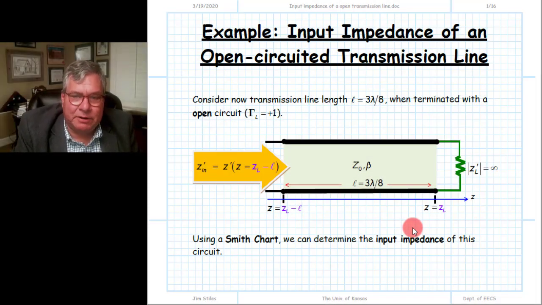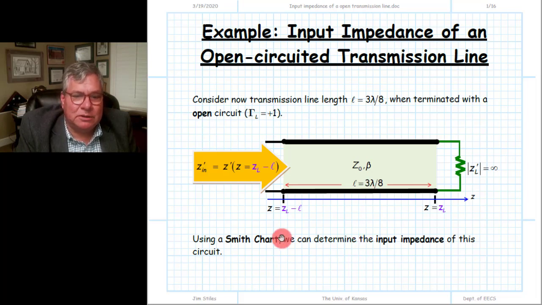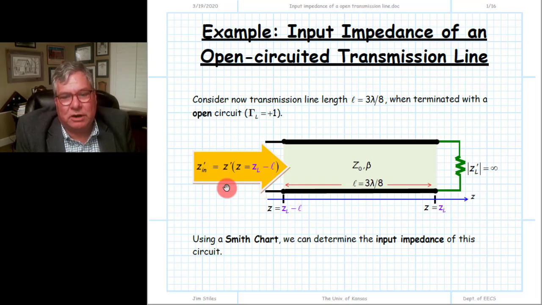Consider now a slightly different example than the previous one. In this case, the transmission line is terminated with an open circuit, some impedance whose magnitude is equal to infinity. And the length of the transmission line now is 3/8 lambda as opposed to lambda over 8 as it was in the previous example. But like the previous example, the goal of what we seek is the normalized input impedance for this one-port structure, a one-port structure consisting of a length of lossless transmission line terminated in an open circuit.